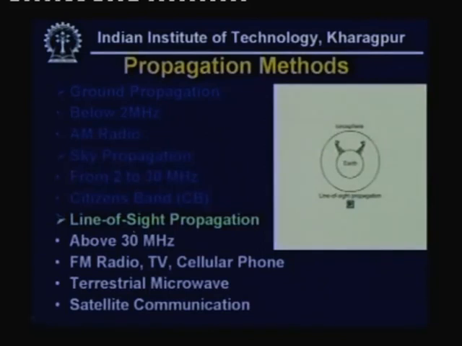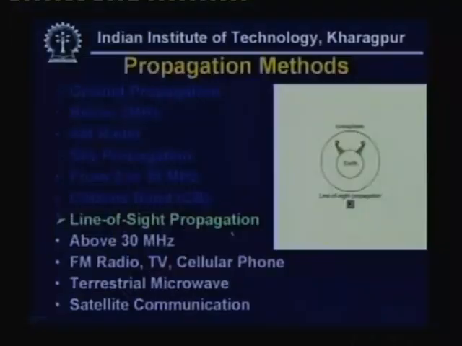Then the third mode of communication, as I mentioned, is line of sight communication, that is above 30 megahertz. Above 30 megahertz, the signal behaves somewhat like light. Frequency is very high, wavelength is small. In this case it has to be point to point communication. The signal gets obstructed if there is a building, or some artificial or natural structure. In such a case you must have line of sight propagation, and as you can see how it happens.